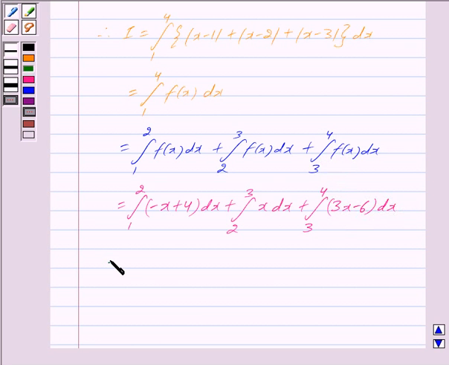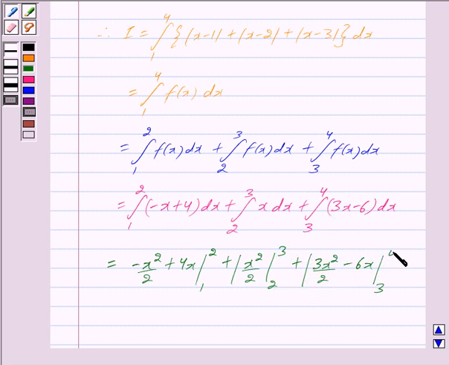This is equal to, now integrating -x + 4, we get -x²/2 + 4x, and limit is from 1 to 2, plus, now integrating x, we get x²/2 and limit is from 2 to 3, plus, and now integrating 3x - 6, we get 3x²/2 - 6x and limit is from 3 to 4.